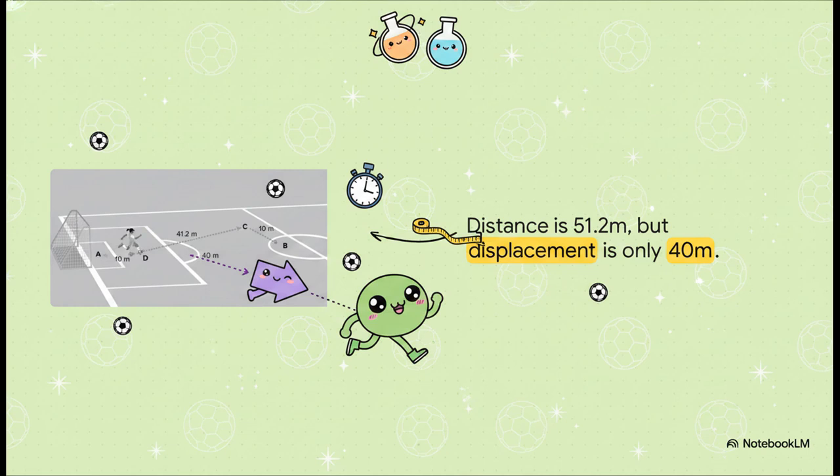Follow the dotted line. The player runs from point D up to C, which is 41.2 meters. Then she cuts over to point B, which is another 10 meters. Her total distance is 51.2 meters. But look at that solid arrow cutting straight across from D to B. That represents her displacement. Even though her legs ran over 50 meters, she only ended up 40 meters away from where she started. The only time distance and displacement are exactly the same is if you travel in one single, straight line without ever turning back.